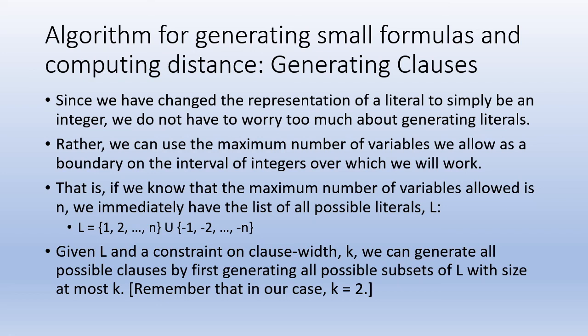Given L and a constraint on clause width k, we can generate all possible clauses by first generating all possible subsets of L with size at most k. Recall that in our case, k is equal to 2.